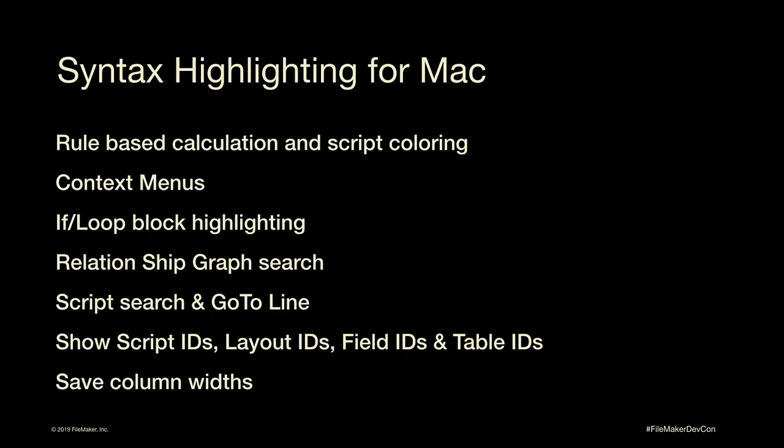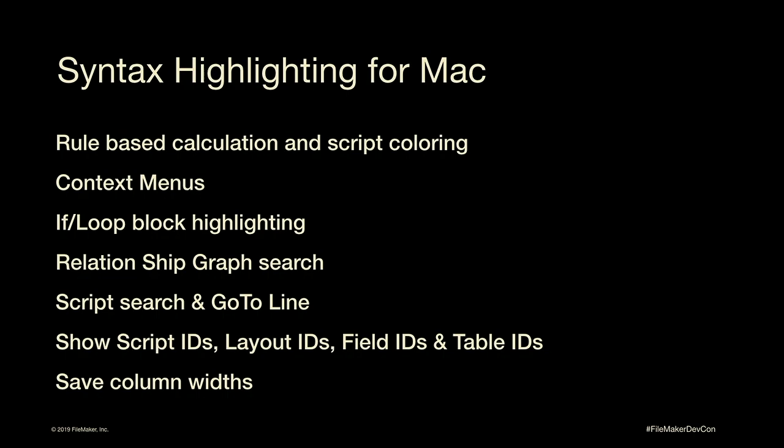For our Mac users, we have a couple of syntax highlighting features. So we have a rule-based system to color the scripts and the calculations. So we highlight, for example, long brackets. We have contextual menus in several places, so you can just copy the list of accounts or the list of custom functions. When you are in the script, we highlight the loop boundaries, so you see where the loop is starting, where the loop is exited, where the loop is ending.